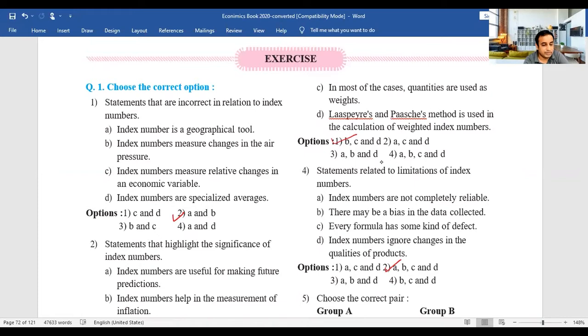C: Index number measures the relative changes in an economic variable, and D: index numbers are specialized averages. So C and D are correct, A and B are wrong. So option number 2 is correct, that is A and B.